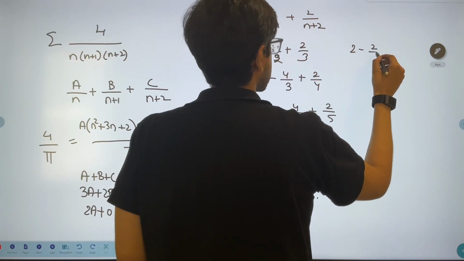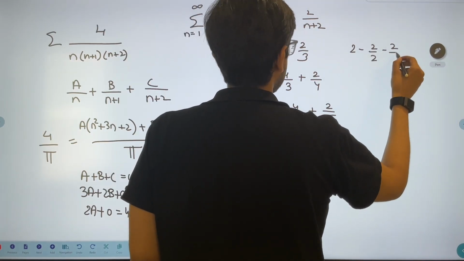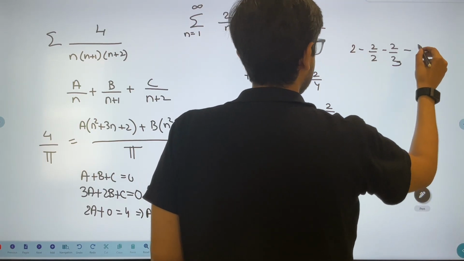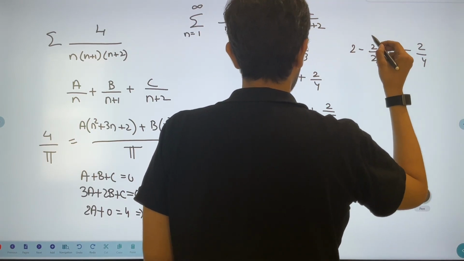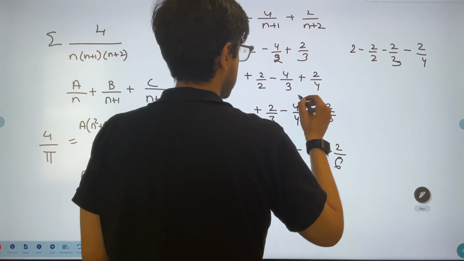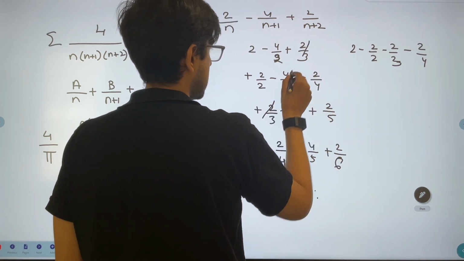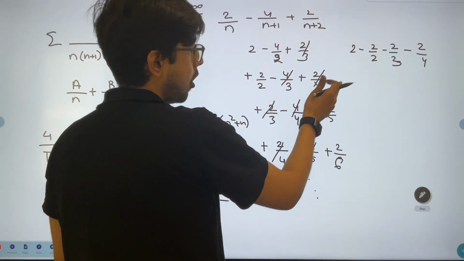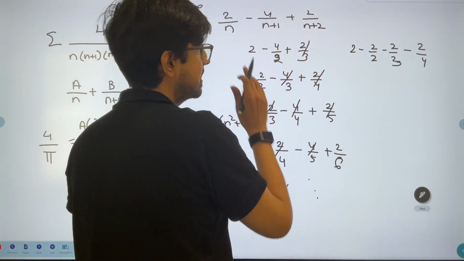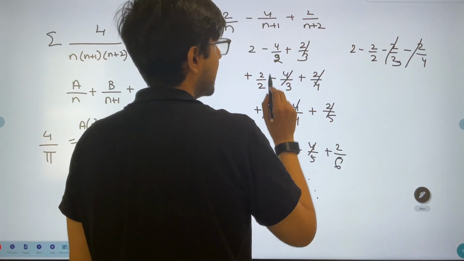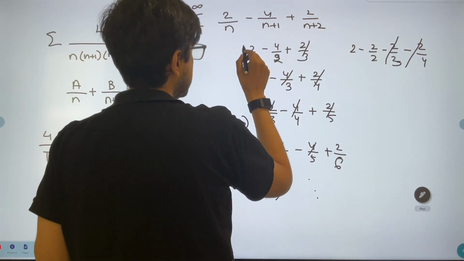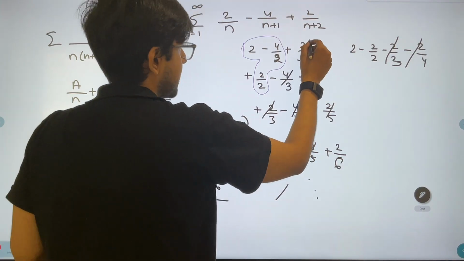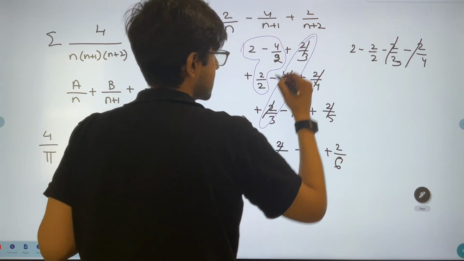2 minus 2 by 2, minus 2 by 2, 2 by 3, minus 2 by 4. So all the diagonal terms, as you can see, keep getting cancelled out, and what I am eventually left with are only these terms, because if I look at these three terms, they get cancelled out.